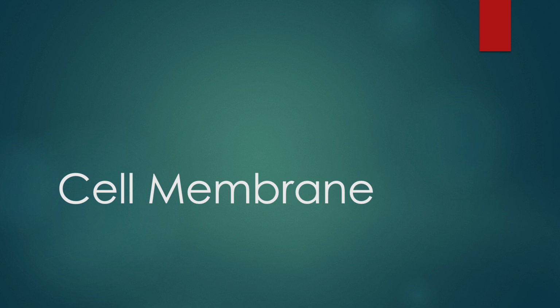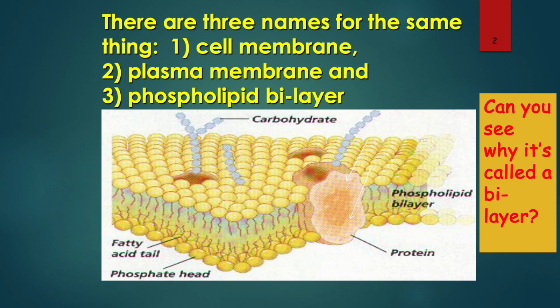We're going to take a look at the cell membrane, the structure, as well as the function. There are three different names for the cell membrane. One, of course, is the cell membrane. A second name is the plasma membrane. And then the third is the phospholipid bilayer. All three things meaning the same thing.